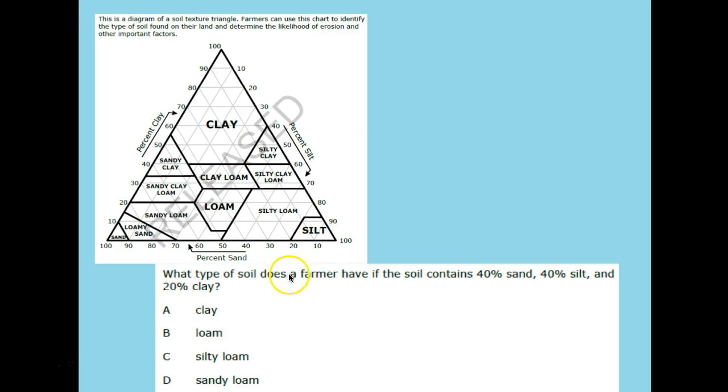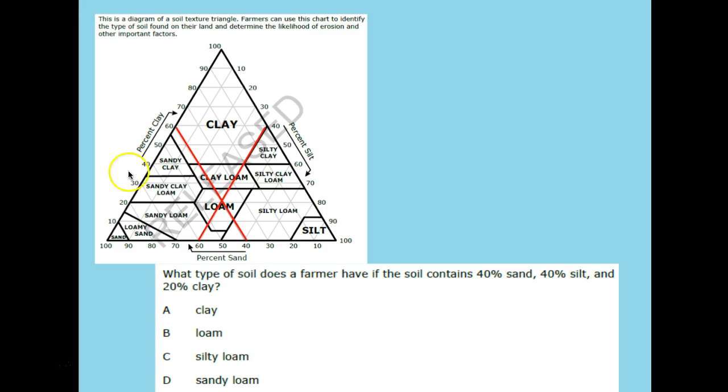What type of soil does a farmer have if the soil contains 40% sand, 40% silt, 20% clay? So let's take a look at our soil texture triangle and find out what the answer is. So we're going to be looking at 40% sand first. So this is our percent sand. We're looking at the upward to the left, slanting to the left line. So 40 is right here. Then we're going to be looking at 40% silt. Here's our percent silt, and there's 40. So there's our line. And then 20% clay.